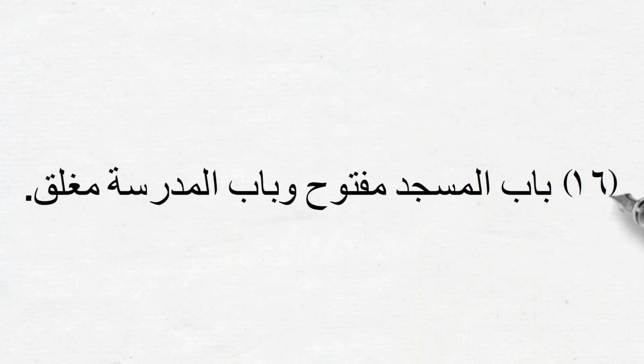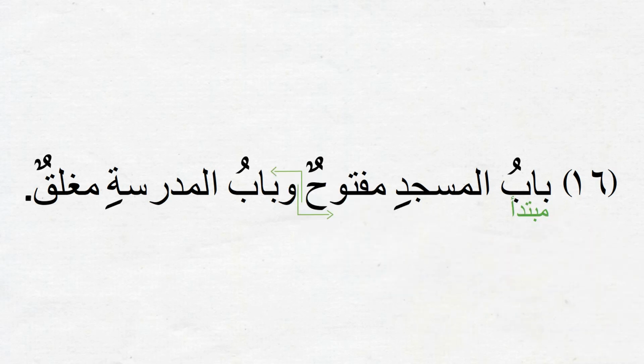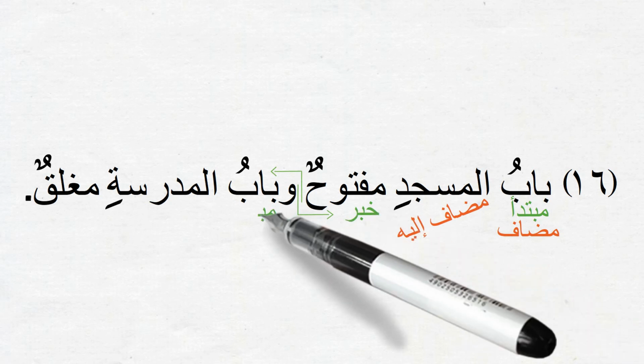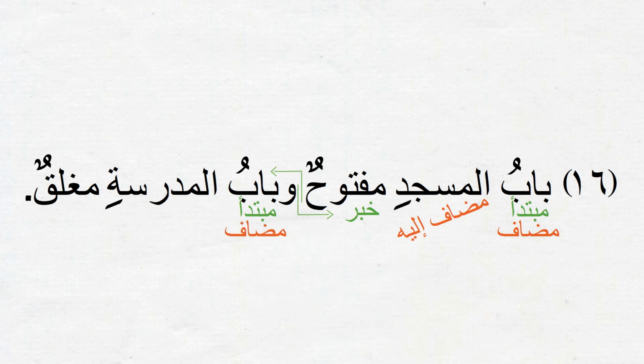Number 16. باب المسجد مفتوح وباب المدرسة مغلق. The door of the masjid is open and the door of the school is closed. Here again we have two ismiya sentences separated by the harfu atf wa. The ism babu is the mubtada and it is also mudaf. Al-masjidi is the mudaf ilayh. Maftuhun is the khabar of the first sentence. The second ism babu is the mubtada of the second sentence and it is mudaf, while al-madrasati is the mudaf ilayh. And finally, the ism mughlaqun is the khabar of the second sentence.